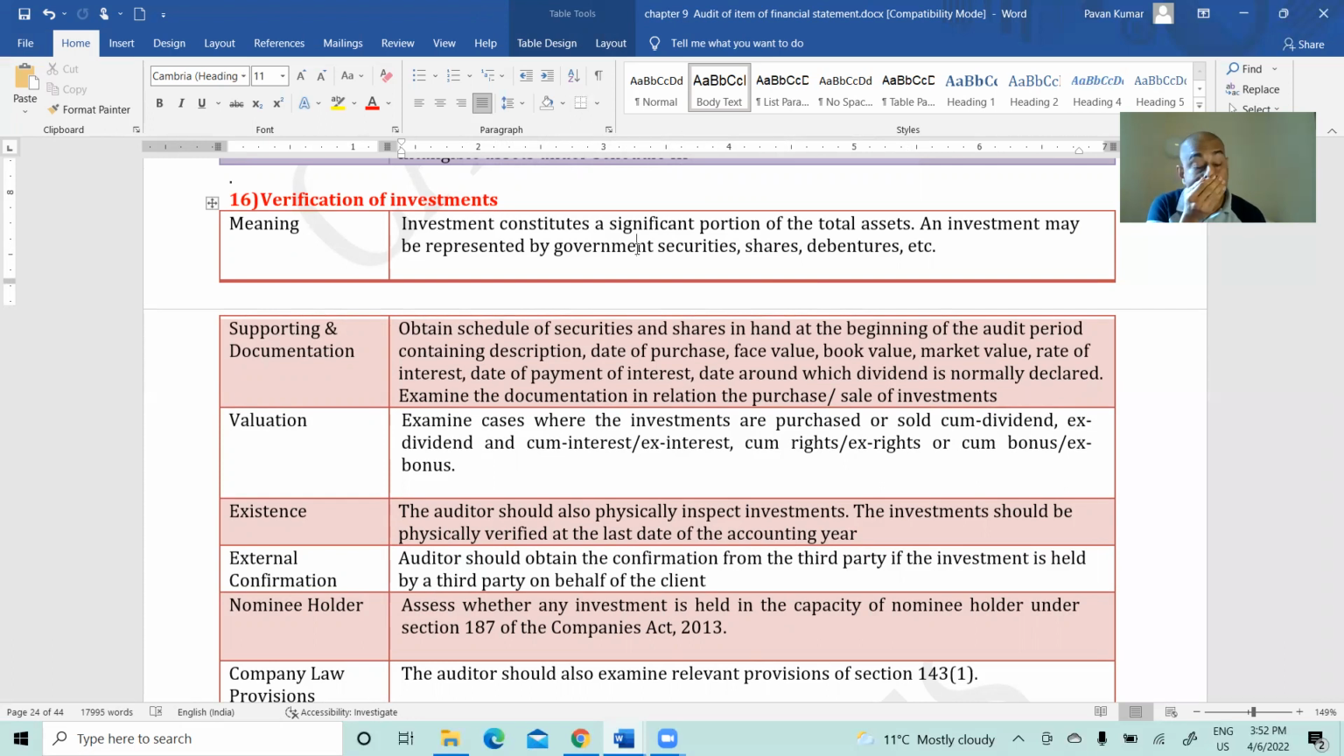Verification of investments. Investment constitutes a significant portion of the total assets. An investment may be represented by government securities, shares, debentures, etc. Supporting and documentation. Obtain schedule of securities and shares in hand at the beginning of the audit period containing description, date of purchase, face value, book value, market value, rate of interest, date of payment of interest, date around which dividend is normally declared. Examine the documentation in relation to the purchase or sale of investments.